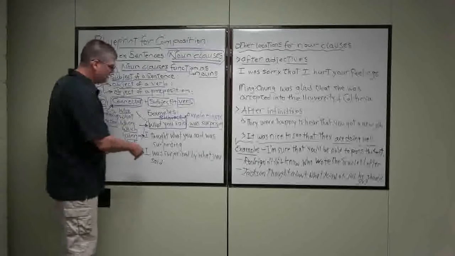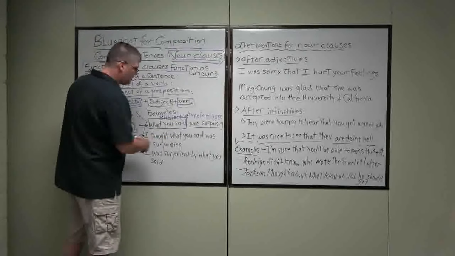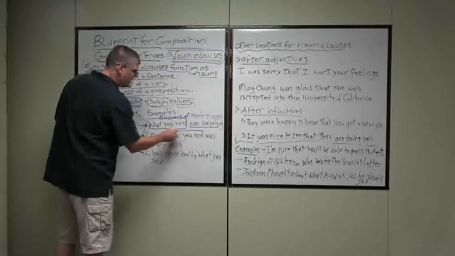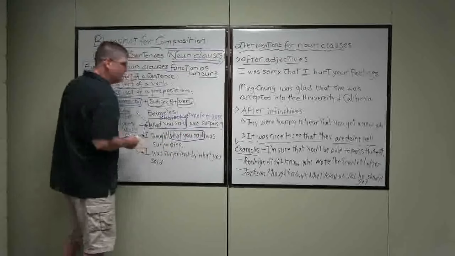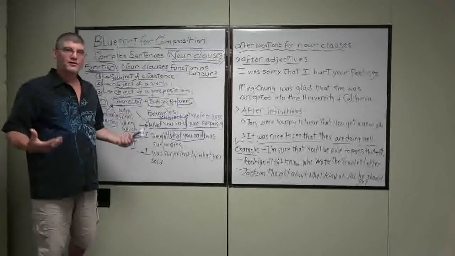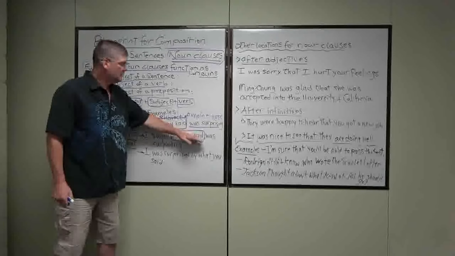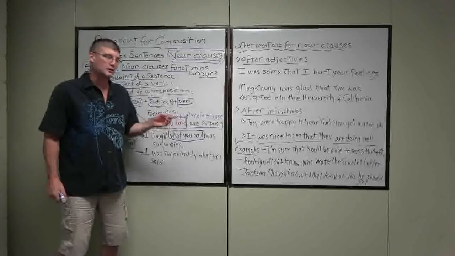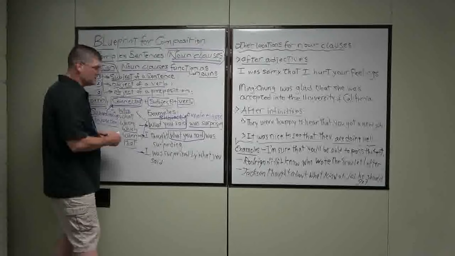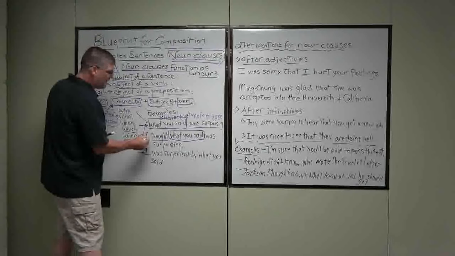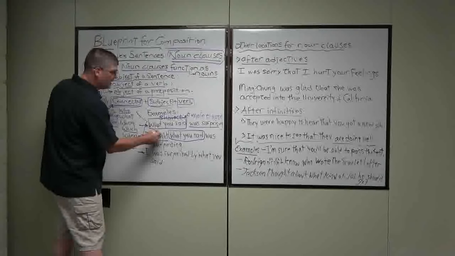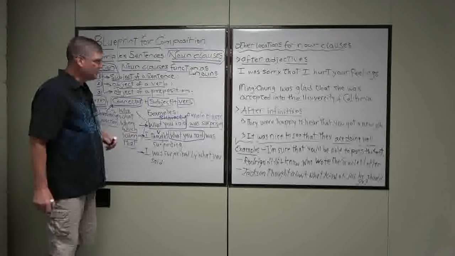Second example. I thought what you said was surprising. All right, so here we have the same noun clause, what you said. However, it's in a different location now. So if it's in a different location, it must have a different function. So what is the function of it in this case? Well, here's our verb right there. I thought is the verb. Subject I thought is your verb. So there you have a main verb, an action verb.